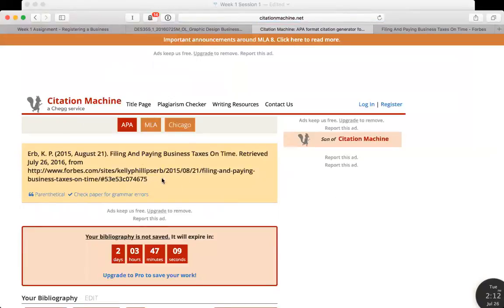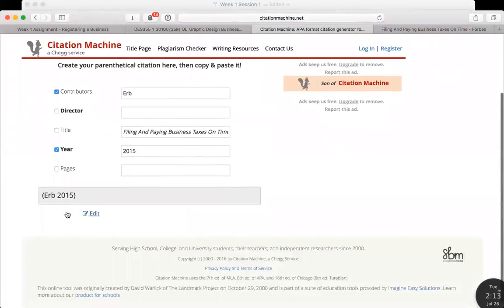And here's my citation. This is from my reference page. I can just copy and paste this. I'll have to format it, make sure it's the right font and stuff in my paper, but I can just copy and paste that for me. I can also click this button that says parenthetical, and it will give me the in-text citation right here. Okay. So that's Citation Machine. It's just a way to quickly make sure that your stuff is formatted correctly for citations, and you can just copy and paste it in your paper.